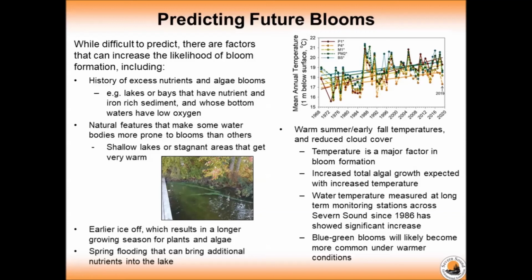So we expect as water temperatures increase that the total amount of algae is likely to increase as well. SSEA has been monitoring water temperatures across Severn Sound since the mid-80s, and there's definitely been a significant increase in water temperature. And the rate of increase in the early fall is actually double what we're seeing for the summertime period. So blue-green blooms are likely to become more common under these warmer conditions. So reducing the nutrient load is sort of our best bet in trying to get ahead of this as much as we can.